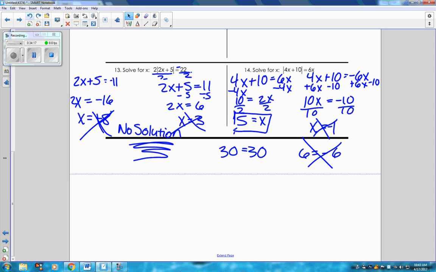Are there any questions over absolute value? No? No?